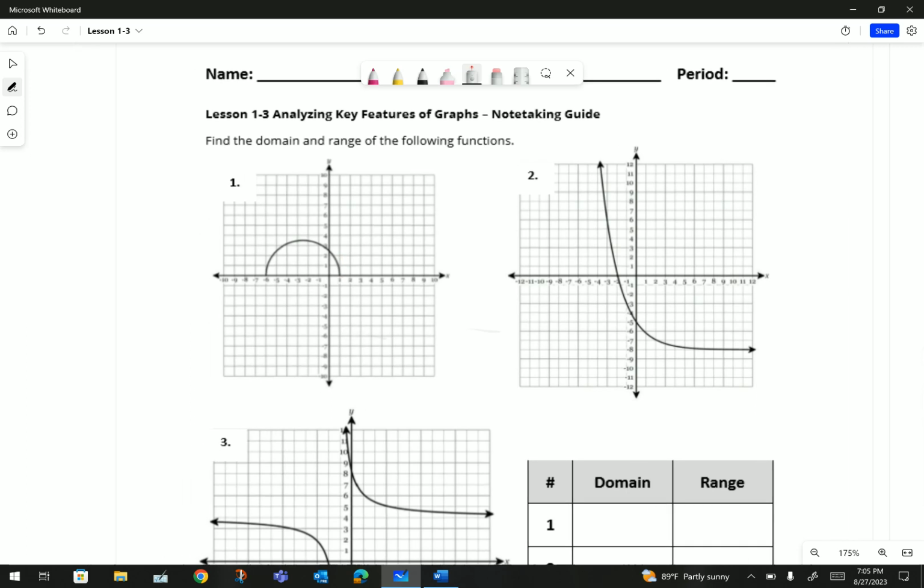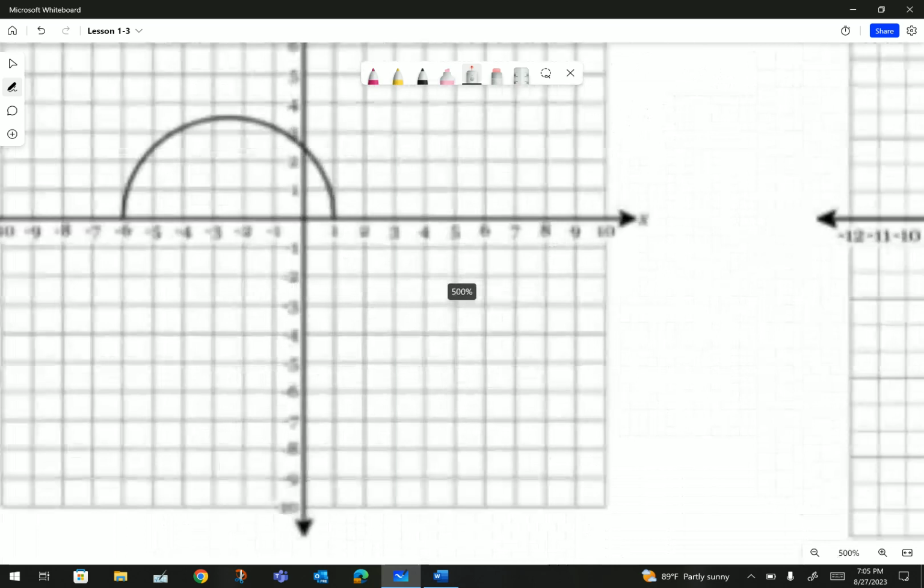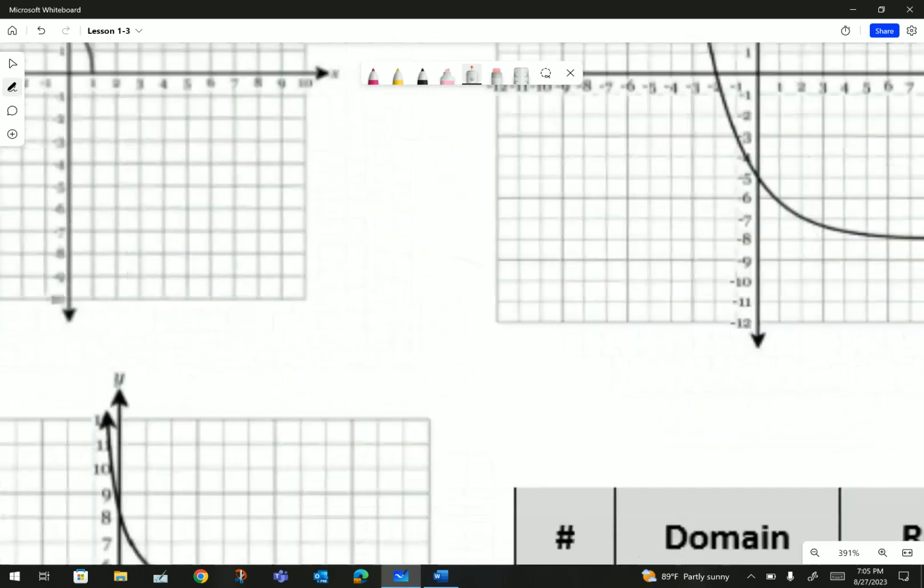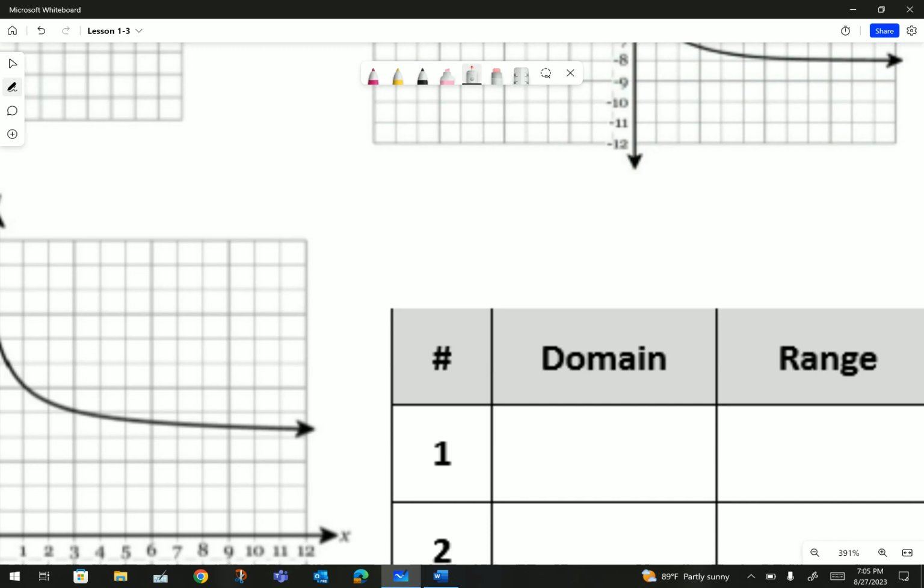Okay, so let's put this a little bit bigger just for purposes of clarity. And I'm not sure why those numbers are so blurred out, but we can pretty much see what those are. So from -6 to +1, we can see that that's going to be our domain. So we're going to come over here. Now those values are included in the graph, so we are going to use -6 to 1. We're going to use brackets.